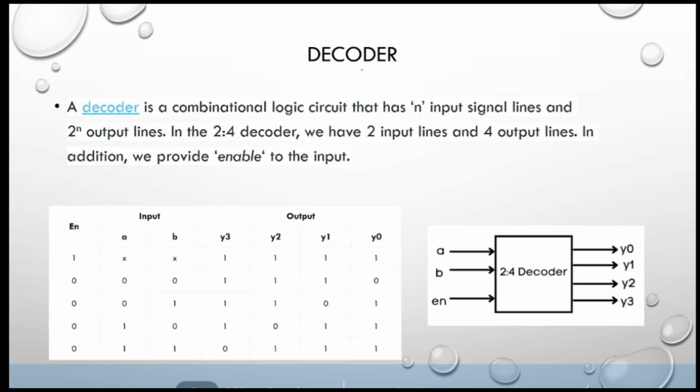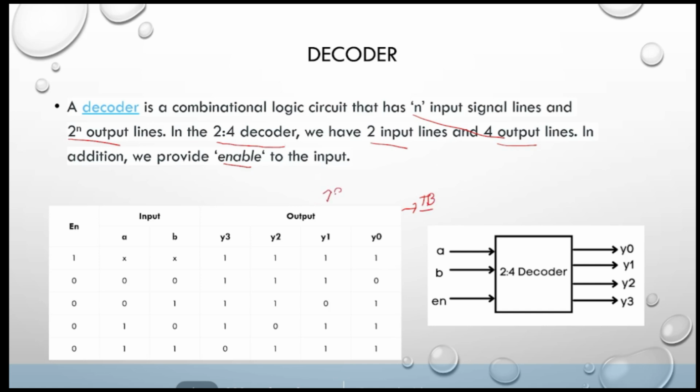Before writing the code in gate level modeling, let us first know a few basics of the decoder. As you already know, the decoder is a combinational logic circuit. It has n input signal lines and 2 to the power n output lines. The basic decoder that we are taking today is the 2 by 4 decoder. It has two input lines and four output lines, and we are also taking one more input, like enable. If you see here, this is the truth table of my decoder.